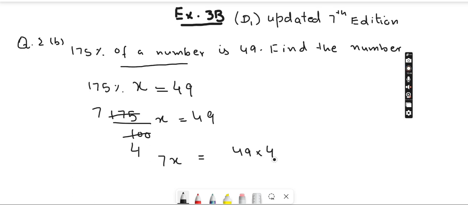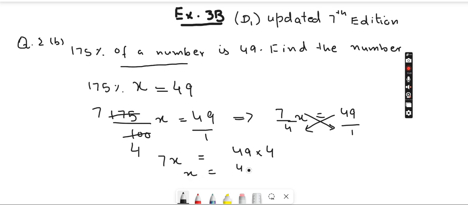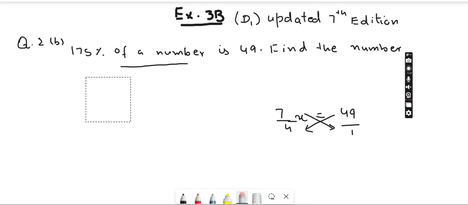49 multiplied by 4, I did the cross multiplication here, like it was 7 by 4, x is equal to 49 by 1. So you can cross multiply it, and further 49 multiplied by 4 divided by 7, it comes x is equal to 28. So all these questions come in the question paper with non-calculator one.